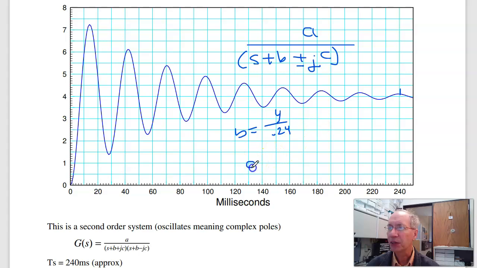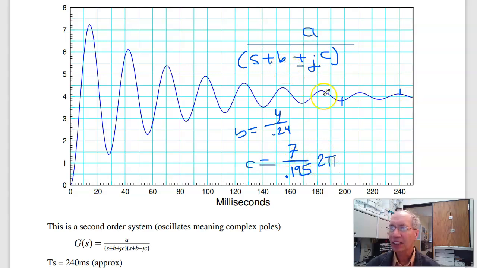C is the frequency of oscillation. So I've got 1, 2, 3, 4, 5, 6, 7 cycles in 195 milliseconds. That's frequency in hertz. Anything English is wrong, general rule of thumb. Multiplied by 2 pi, I get radians per second.